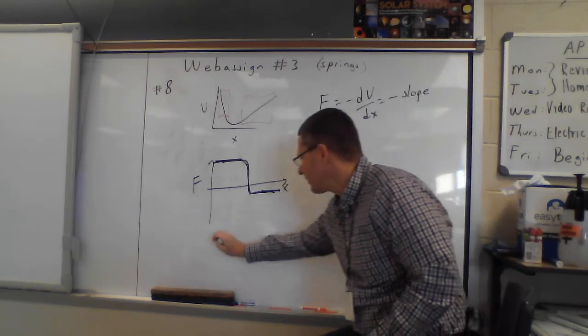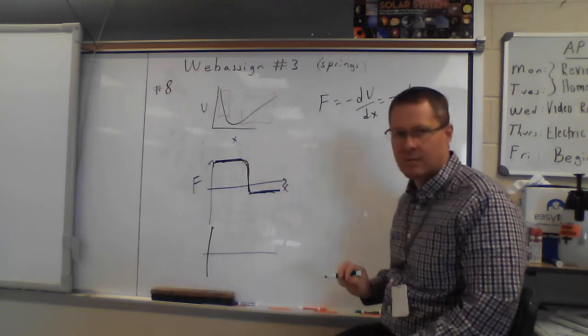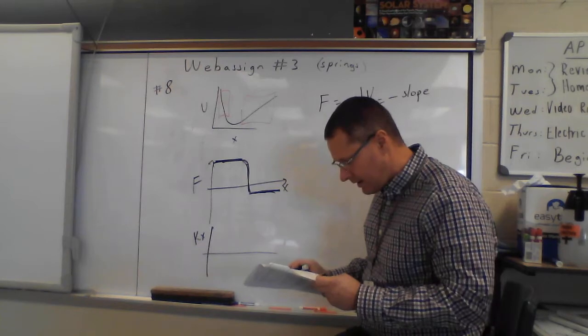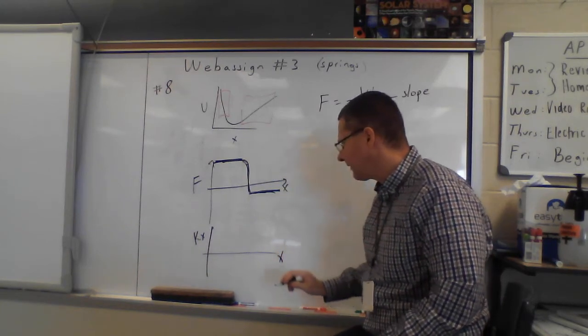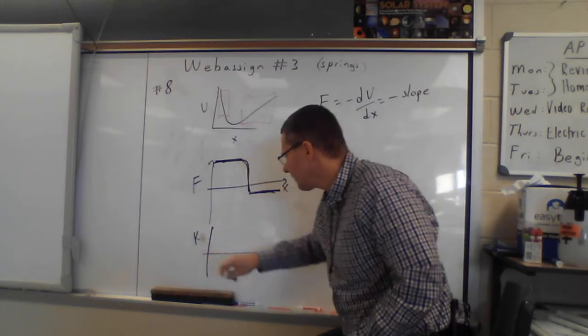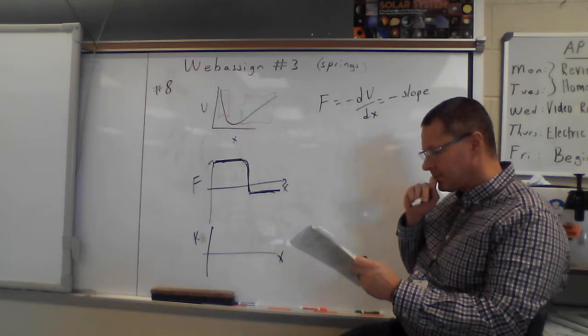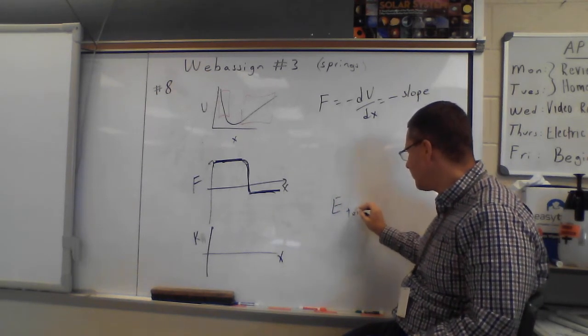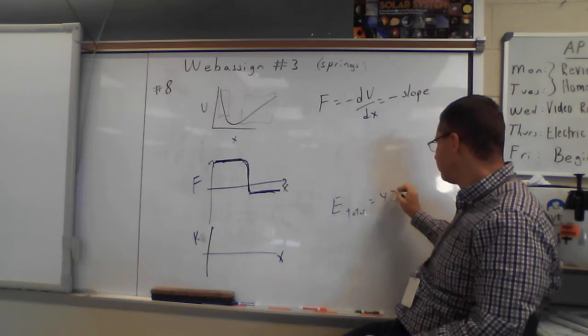And for the last graph that we'll try to fit in here, this won't be the best in the world, they ask you to make a graph of K as a function of x. Kinetic energy. And they also say the total energy of the system is 4 joules.